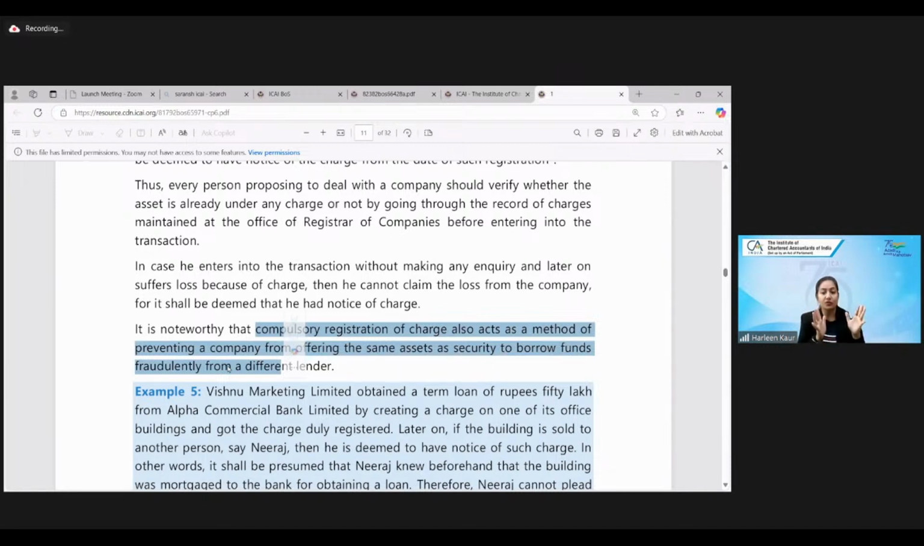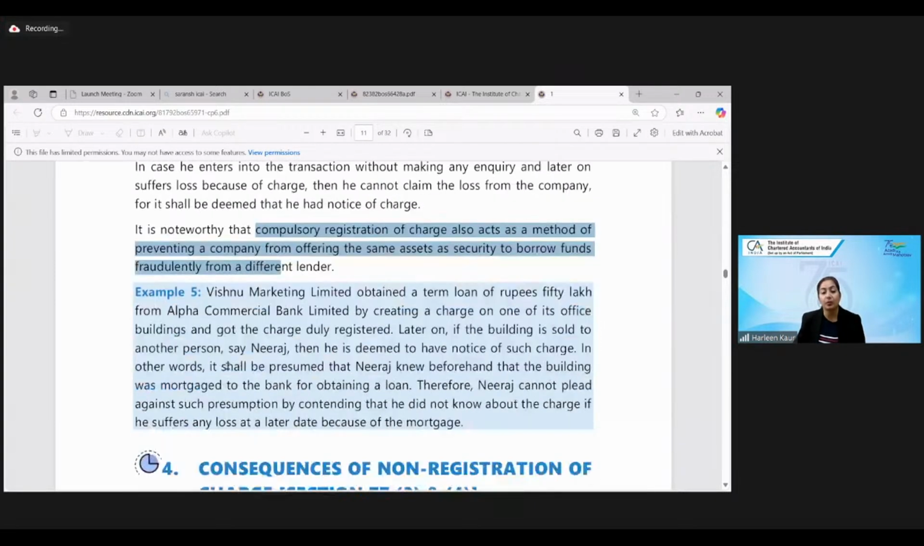Companies do at times give the same asset, provided a registered valuer does the sufficient valuation, and money can be recovered from that security. But if every company starts giving the same asset as security, then the lenders will be at a loss. That's why it is important to get the charge registered, and it should be there on the MCA website portal also. So you can read this as example number 5.